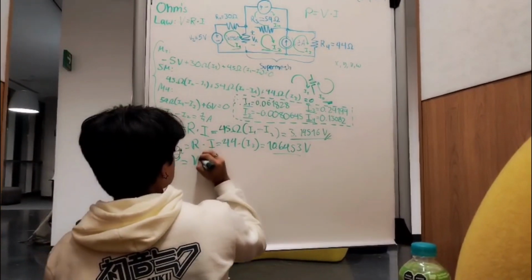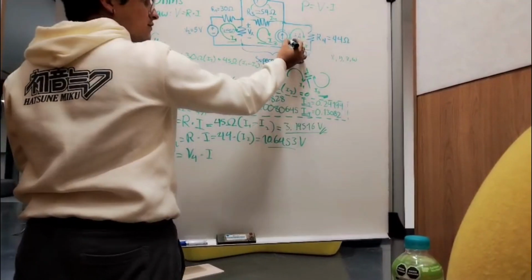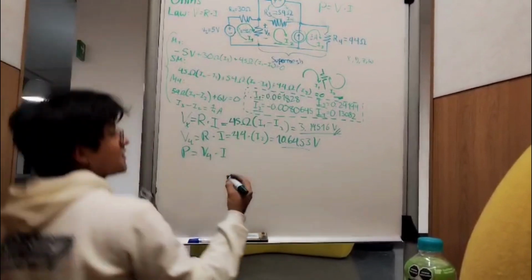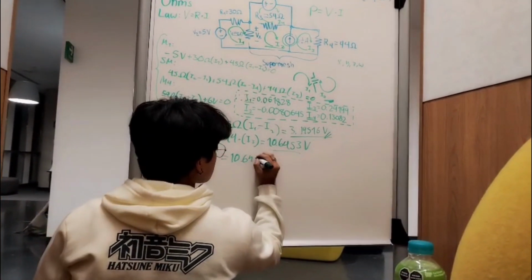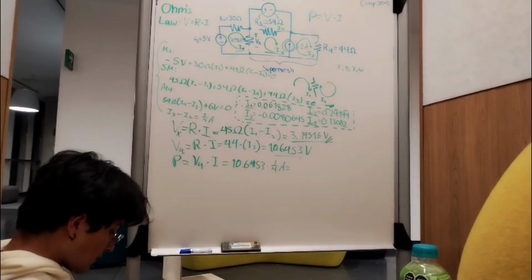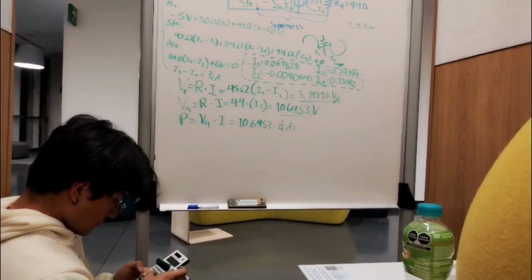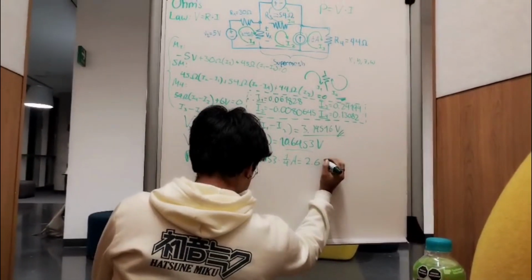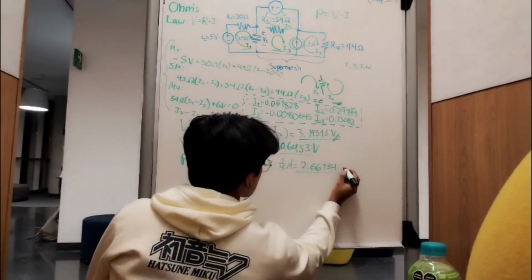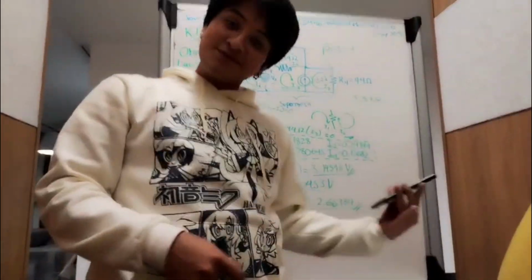We need the power. So it is going to be V4 times I, which we're not going to be checking the power in this branch. We're going to be checking the power in this one. So the problem already tells us that the value of the current is 1/4 of an ampere. So we'll be working with that. 10.6453 times 1/4. And it's going to give us 2.66134. That is going to be our value for the power. This one is positive, so this means that it actually consumes energy from our circuit.